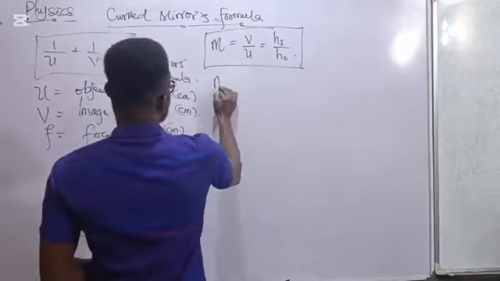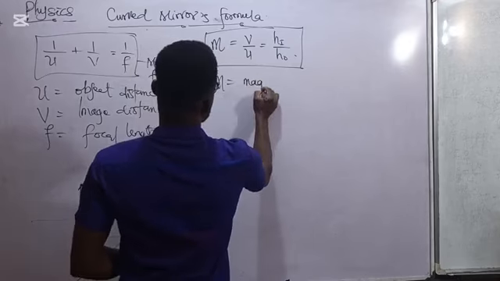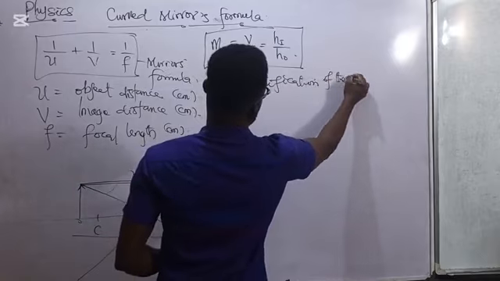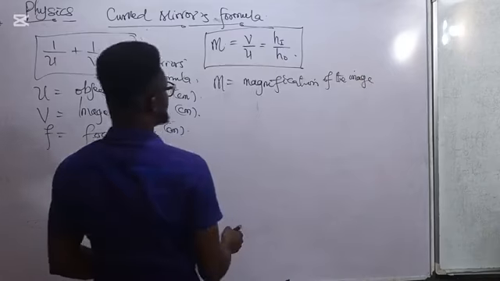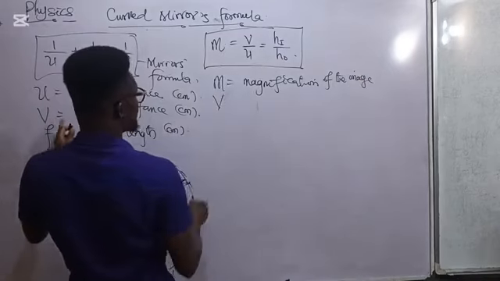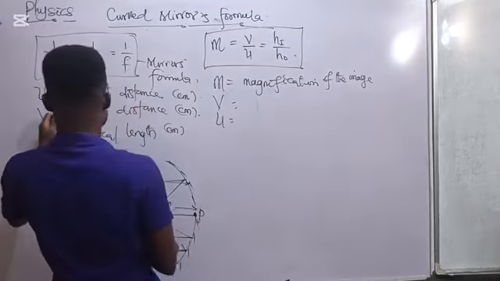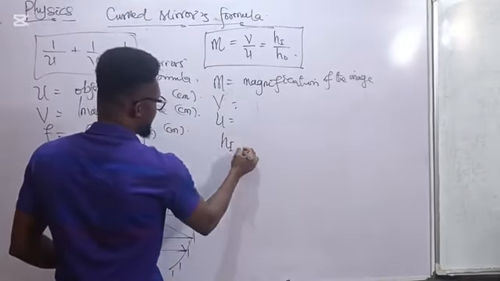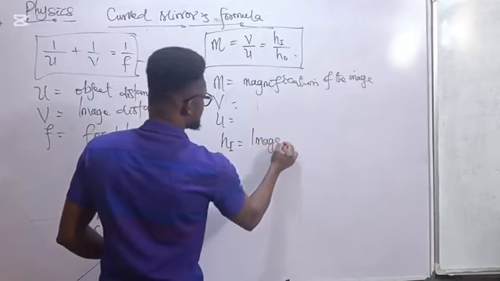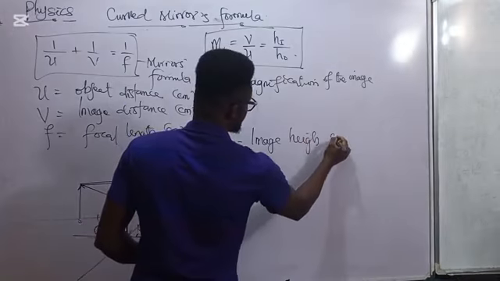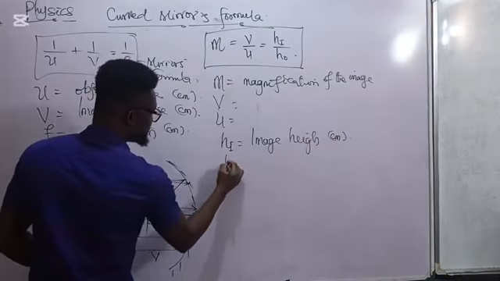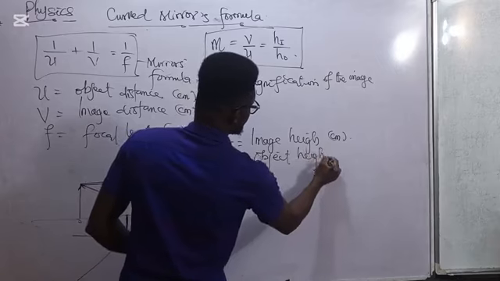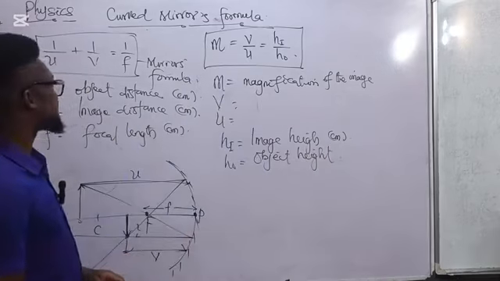So remember, M means the magnification of the image. Then v and u, as usual, represent image distance and object distance. Then h_i is the image height, maybe in cm or meter. Then we have h_o as the object height. So with this, you are going to solve calculations.